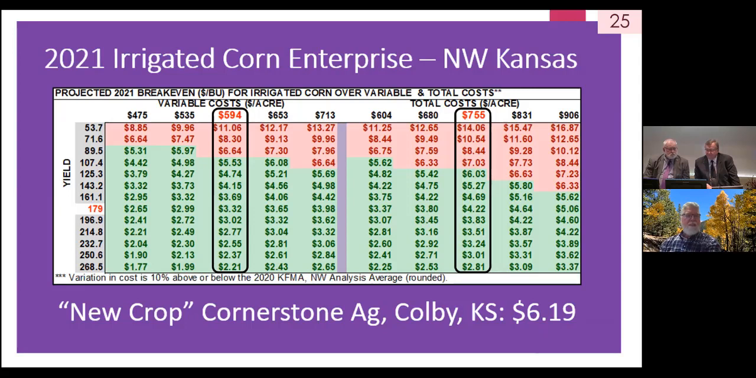It was $6.19 when I looked it up. The left half of the matrix represents variable costs, and the top line, or the column headings, if you will, that $594 an acre is variable cost of production for the average irrigated corn enterprise in the Northwest Farm Management Association. The right half of the matrix is total cost.